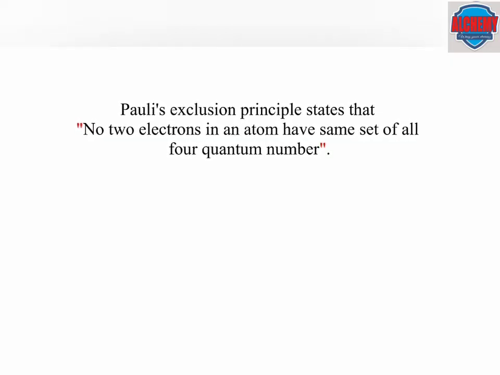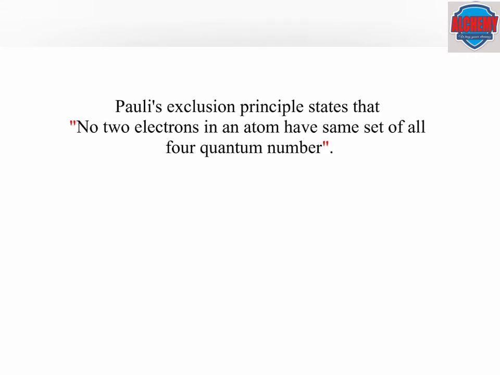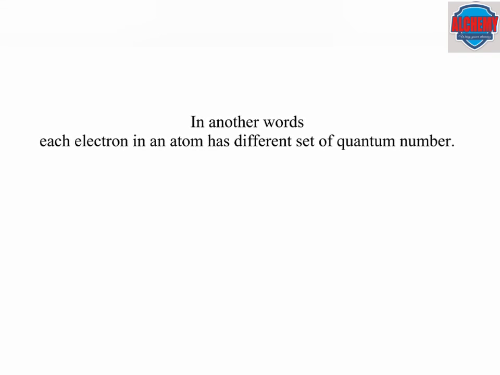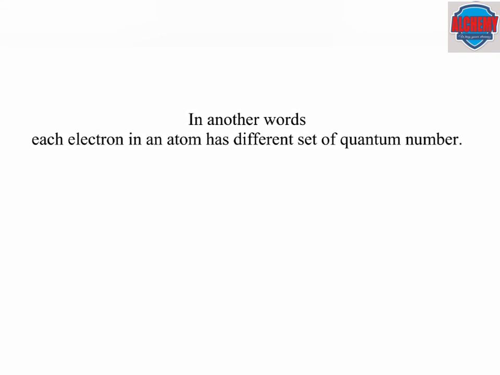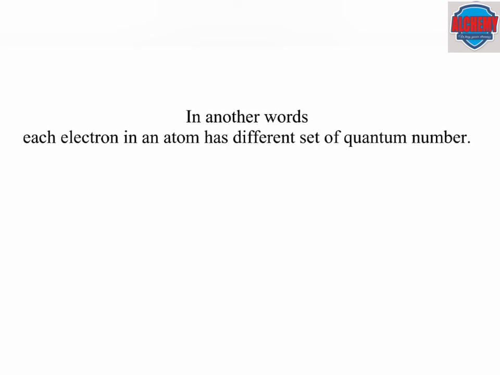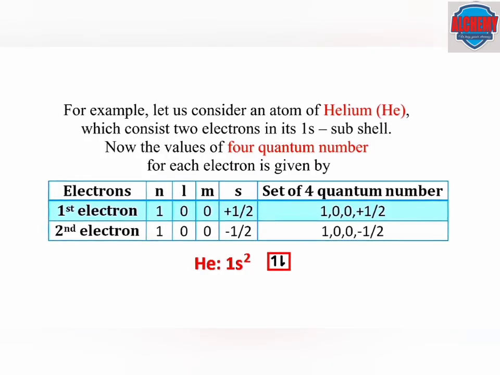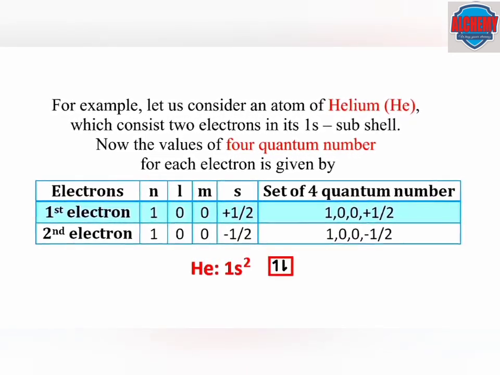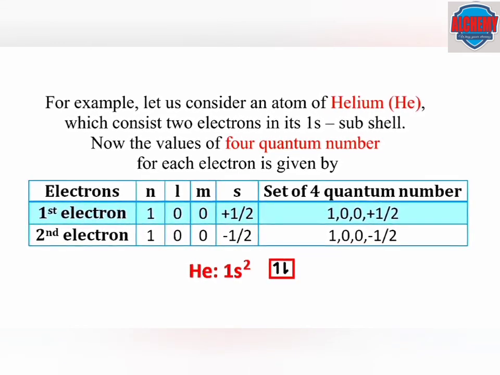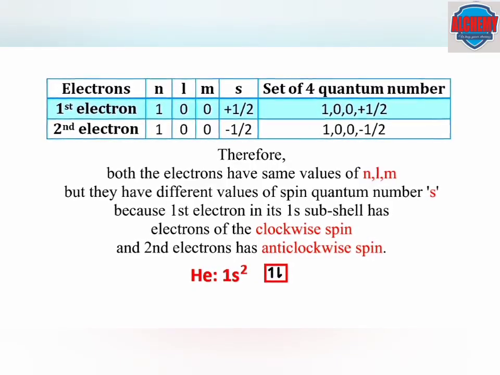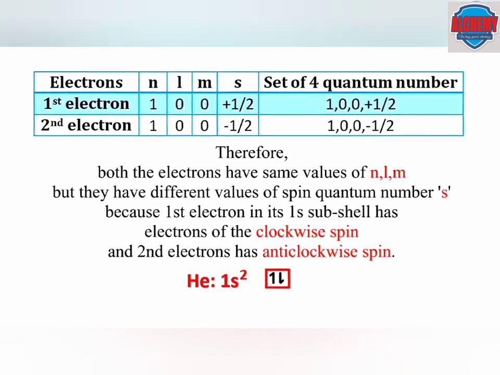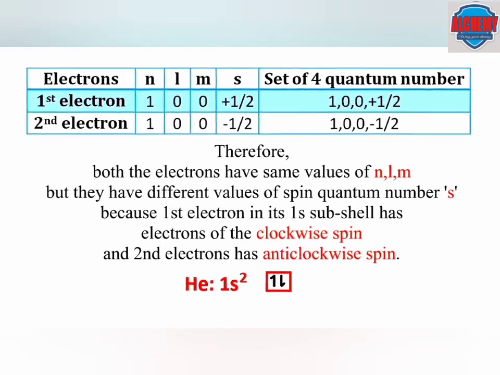Pauli's exclusion principle states that no two electrons in an atom can have the same set of 4 quantum numbers. In other words, each electron in an atom has a different set of quantum numbers. For example, let us consider an atom of helium which consists of 2 electrons in the 1s subshell. Now, the values of 4 quantum numbers for each electron are given here. Therefore, both the electrons have the same values for n, l and m quantum numbers, but they have different values for spin quantum number s because the first electron in the subshell has clockwise spin and the other has anti-clockwise spin.